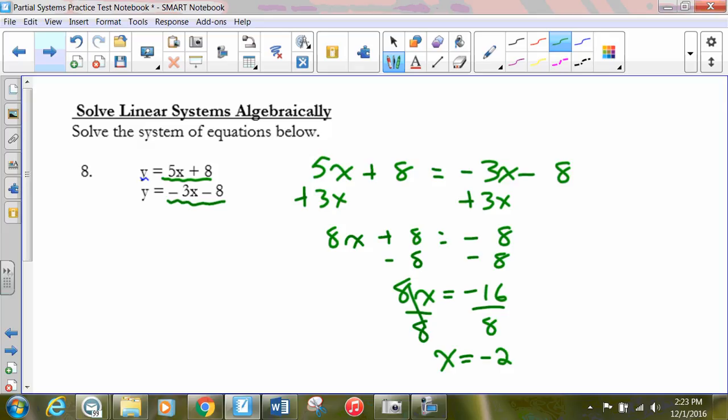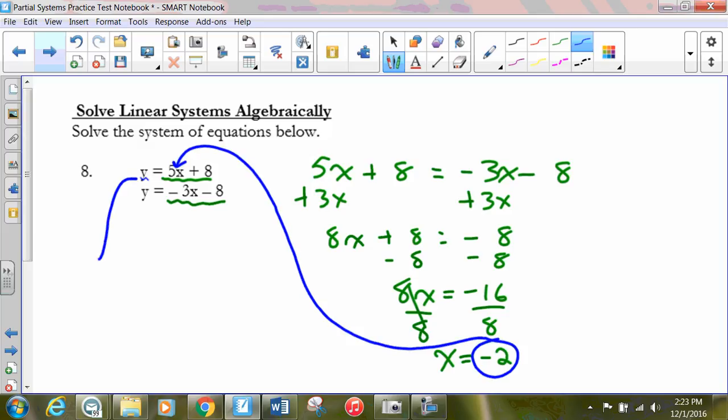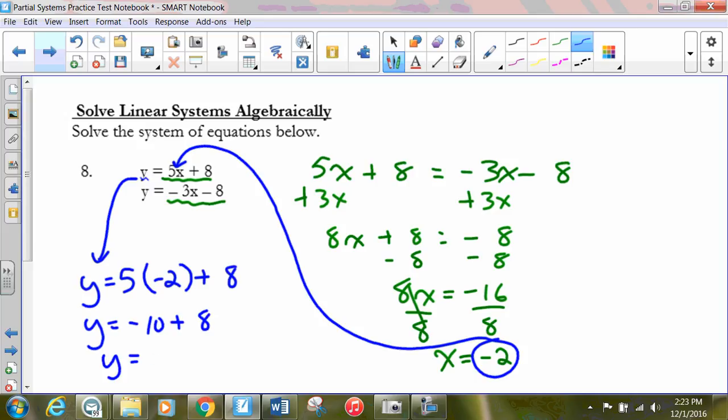But remember, when we solve a system, the answer is going to be an xy coordinate point. So we've got to take this answer and plug it in. I'm going to pick the first equation, but we could have used the second equation as well. I'm going to plug it in when I see x, because now I know x is equal to -2. I want to find out, hey, what's the value of y when x equals -2? 5 times -2 is -10. I could have just put this in my calculator. And I got y equals -2. So the answer to this system of equations is (-2, -2).